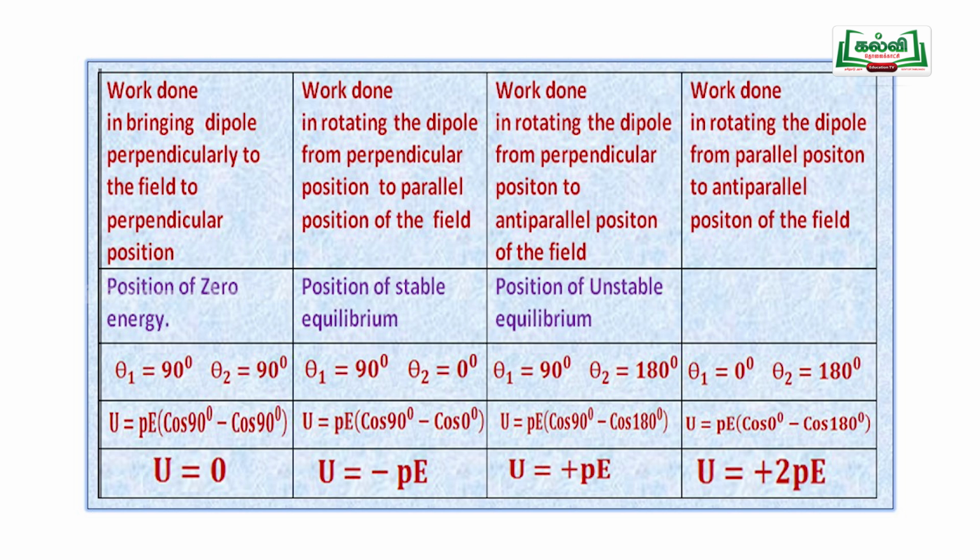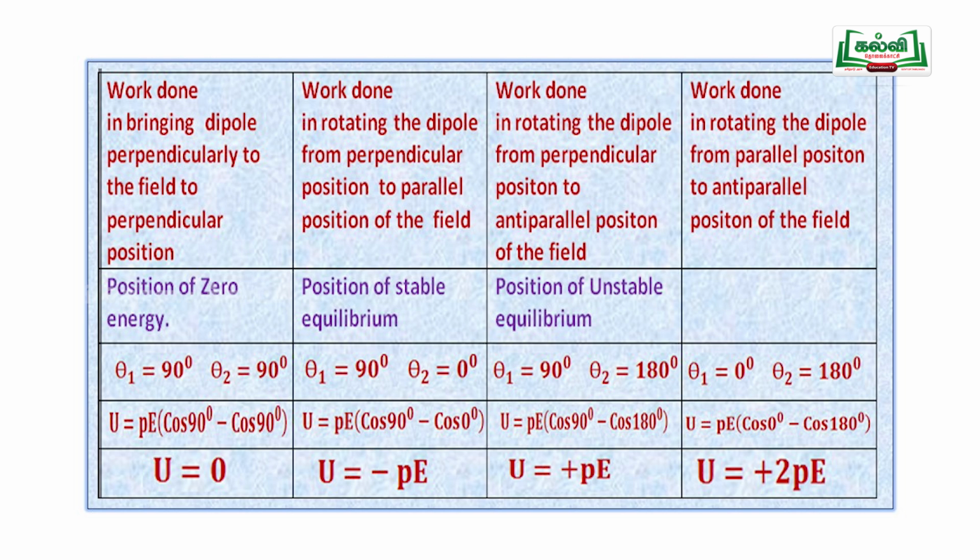Then work done in rotating the dipole from the perpendicular position to the anti-parallel position. Here in this case, theta 1 is 90 and the anti-parallel position theta 2 is 180. Now, the formula is U is equal to PE (cos 90 minus cos 180), which is equal to plus PE. Then work done in rotating, sums will be like this.